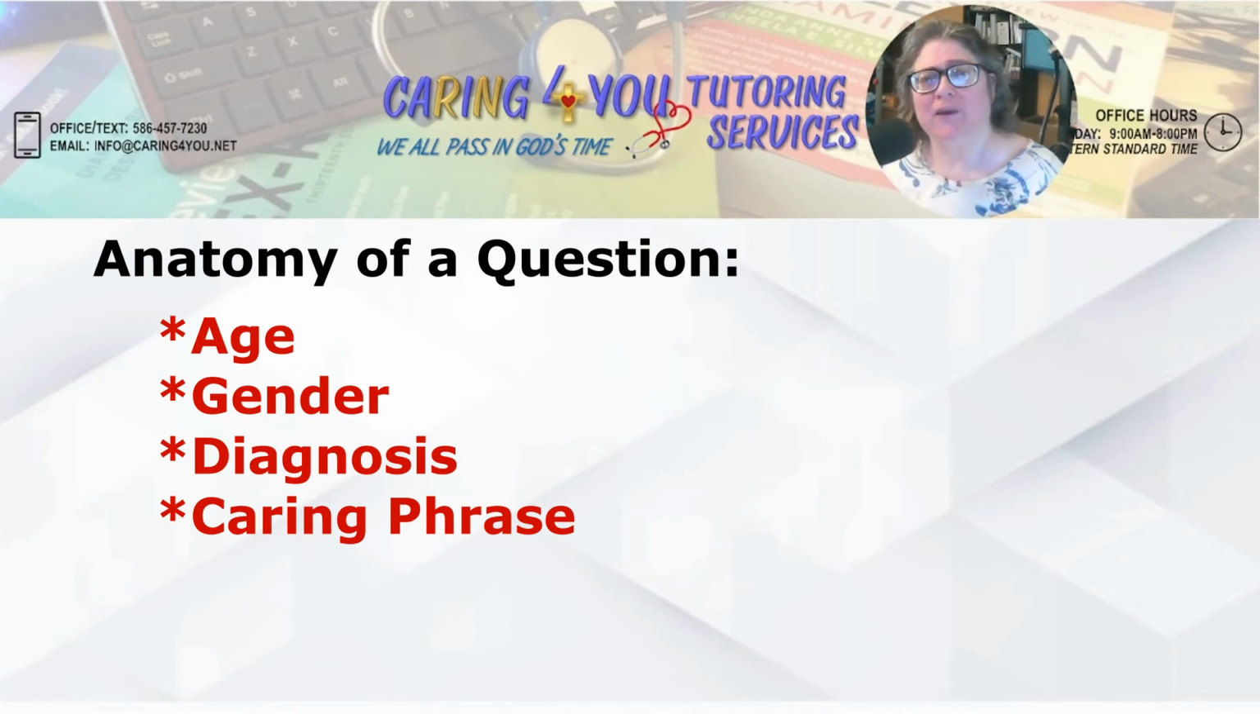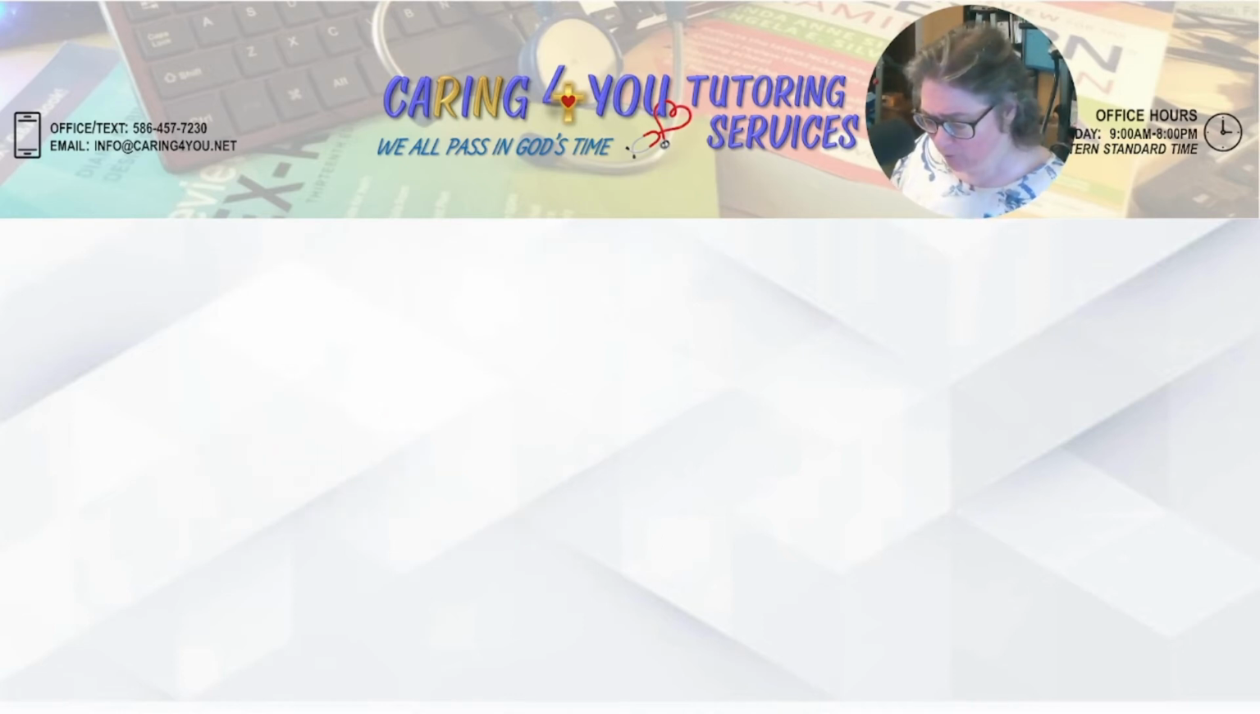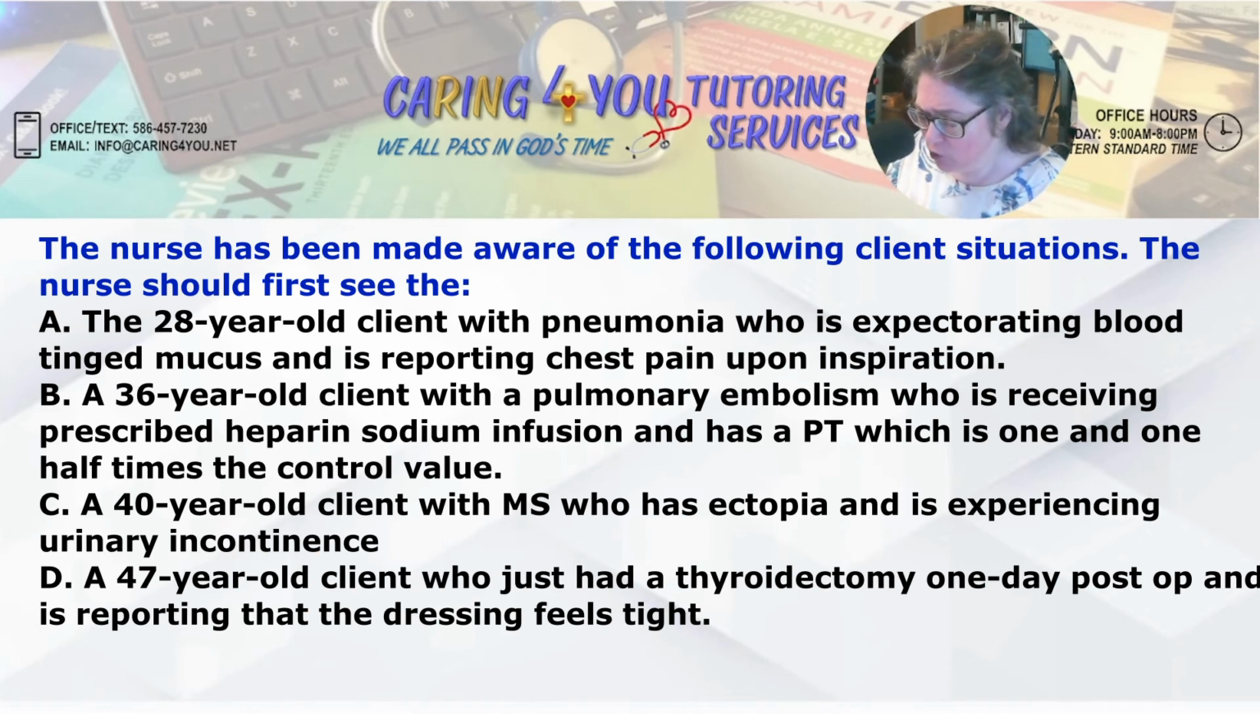So let us look at this question, these answers. One thing I want you to know is that the age and the gender do not matter. We are looking at the diagnosis and the caring phrase. Okay? Now let's take all that we have learned with stable versus unstable and apply that to these answers. Let's look at answer number 1. A 20-year-old client with pneumonia who is expectorating blood-tinged mucus and is reporting pain upon inspiration. All right, this person is not stable because they are expectorating blood-tinged mucus and they are reporting pain upon inspiration.